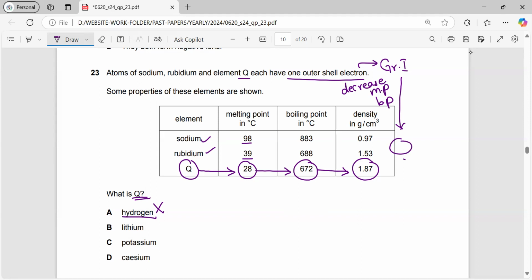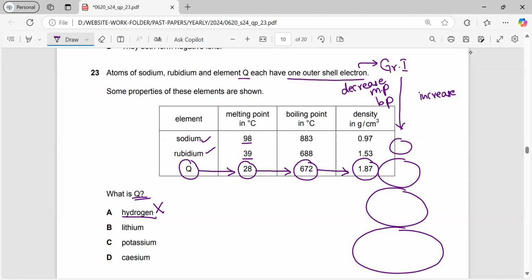The size becomes big. Atomic size increases and they become softer. The electrons become far from each other, so it will be easier to melt and boil them. That is why the melting point decreases as we go down. And because the size is increasing, the density increases. Density is the measure of how heavy they are. The number of particles and shells are increasing, and they are taking up more space. So the density is increasing.